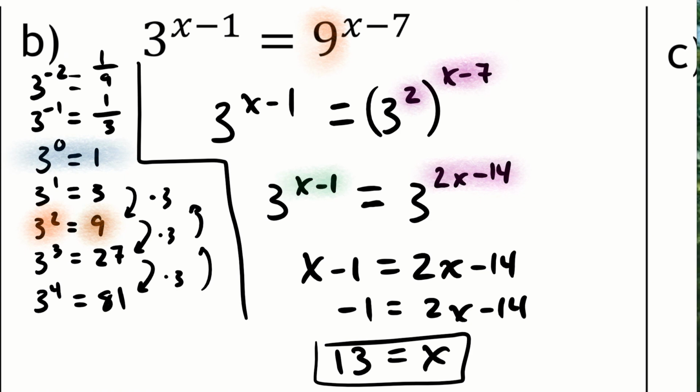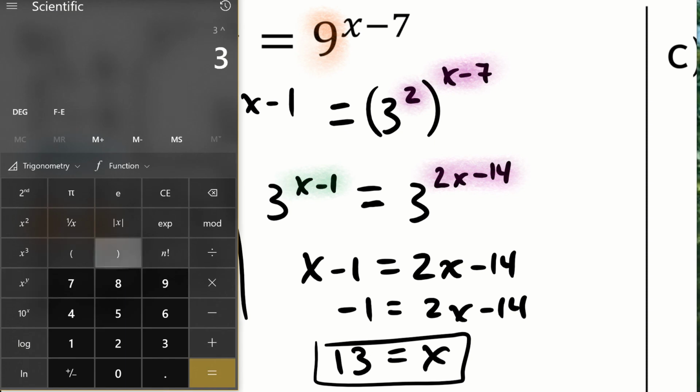So I've got on the one side 3 to the x minus 1. So I'm just going to go 3, and then I'm going to raise that to the power of, oh, no, now why did I hit 33? That's not what I wanted. 3 raised to the power of, and then in parentheses, 13 minus 1. And then close the parentheses. So 3 to the 12th power is a large number.